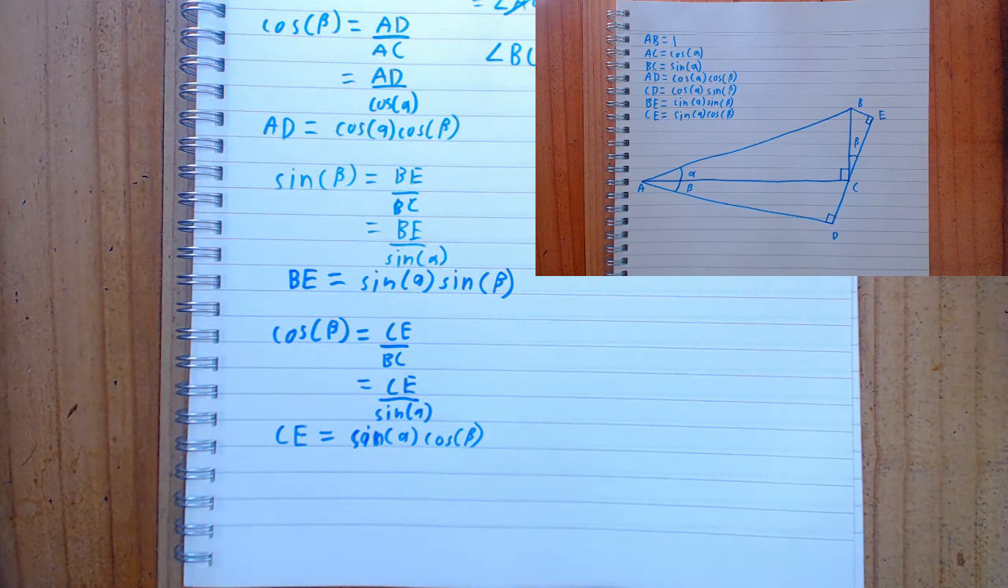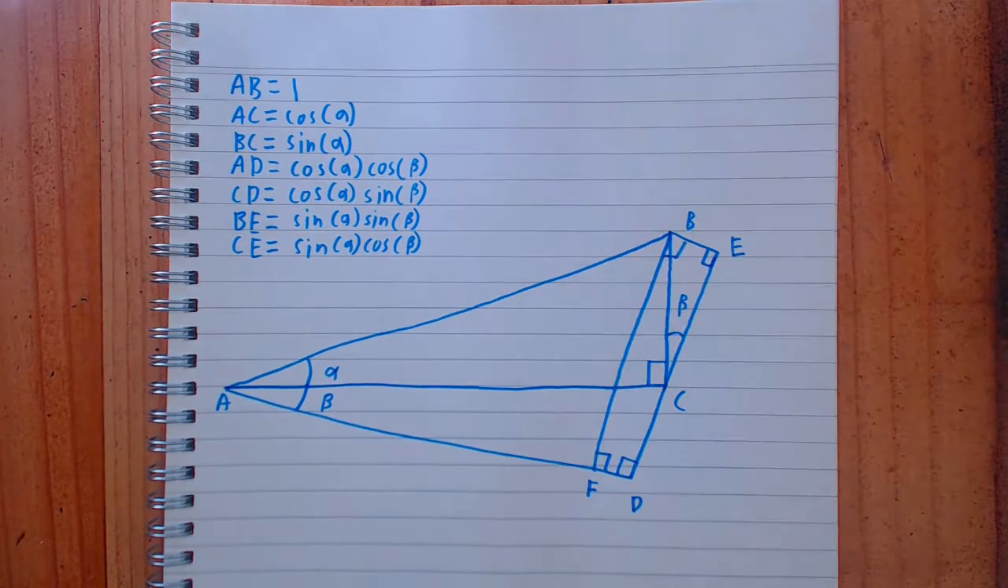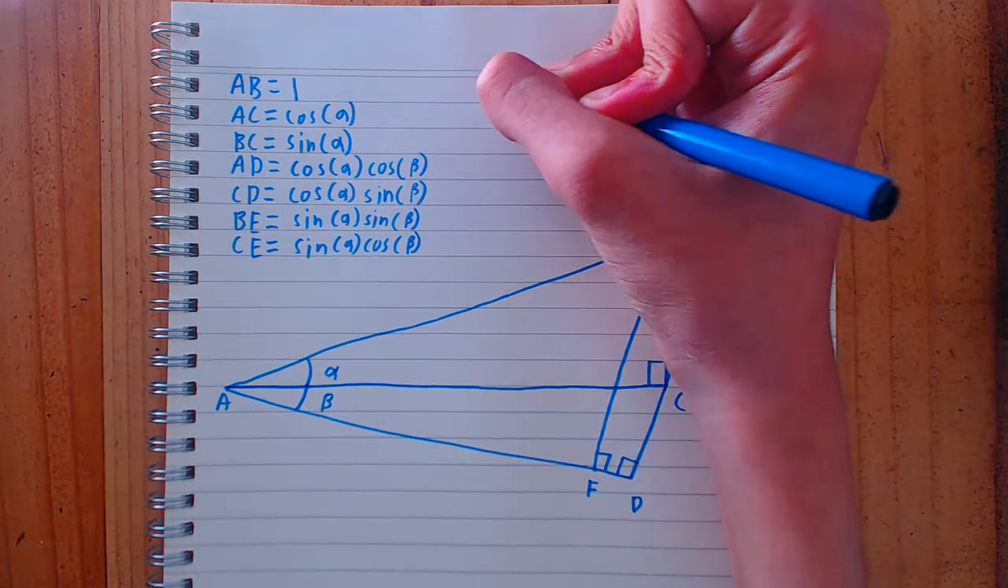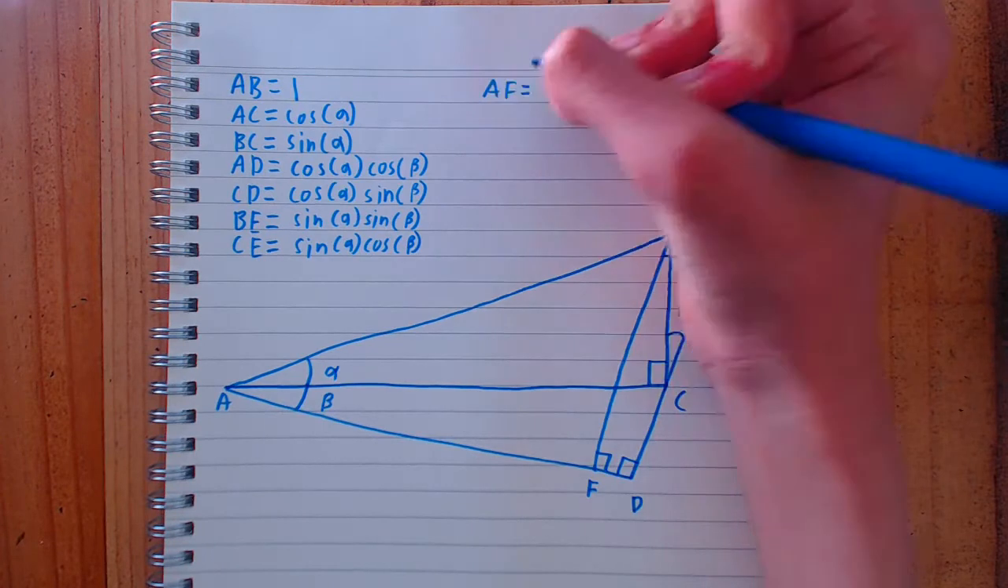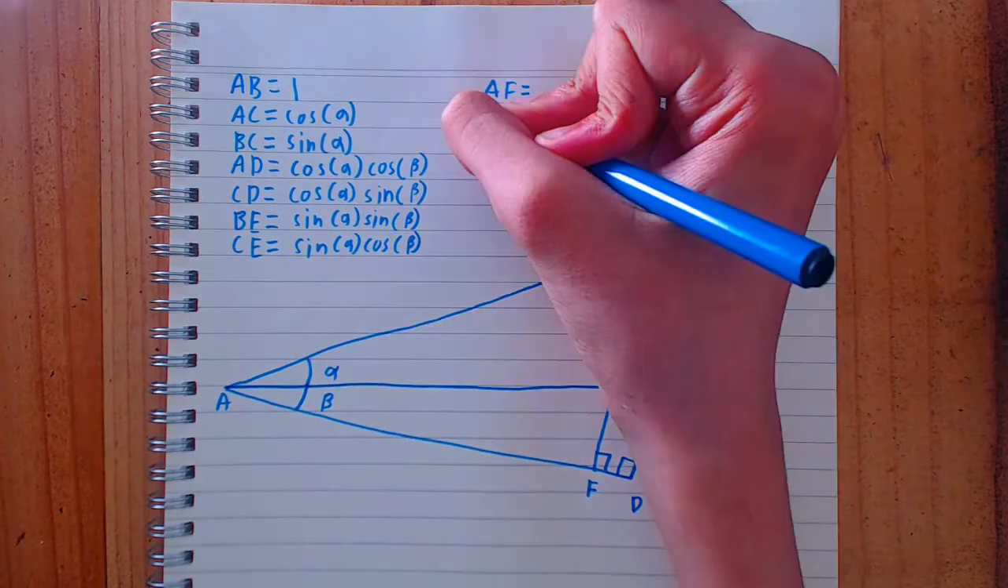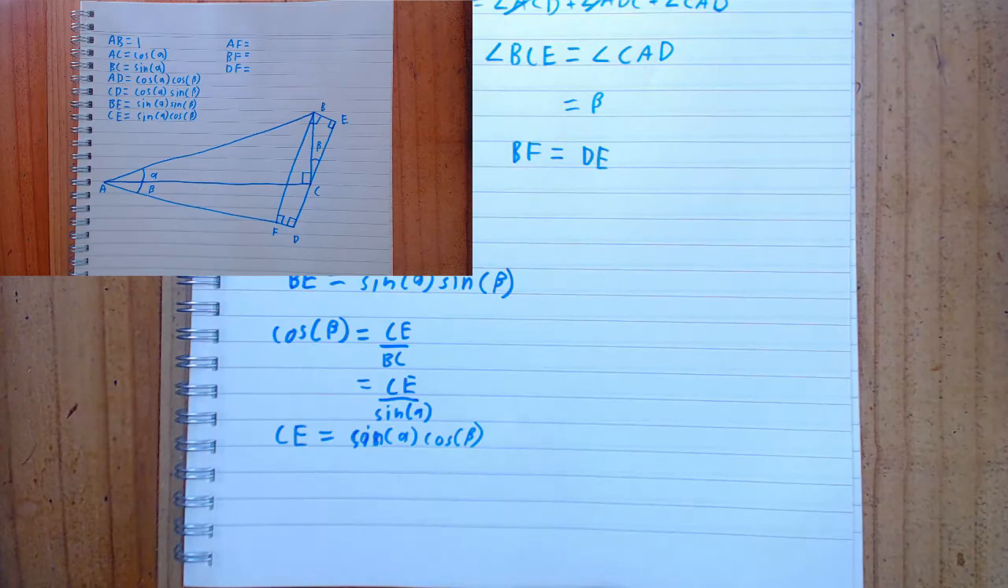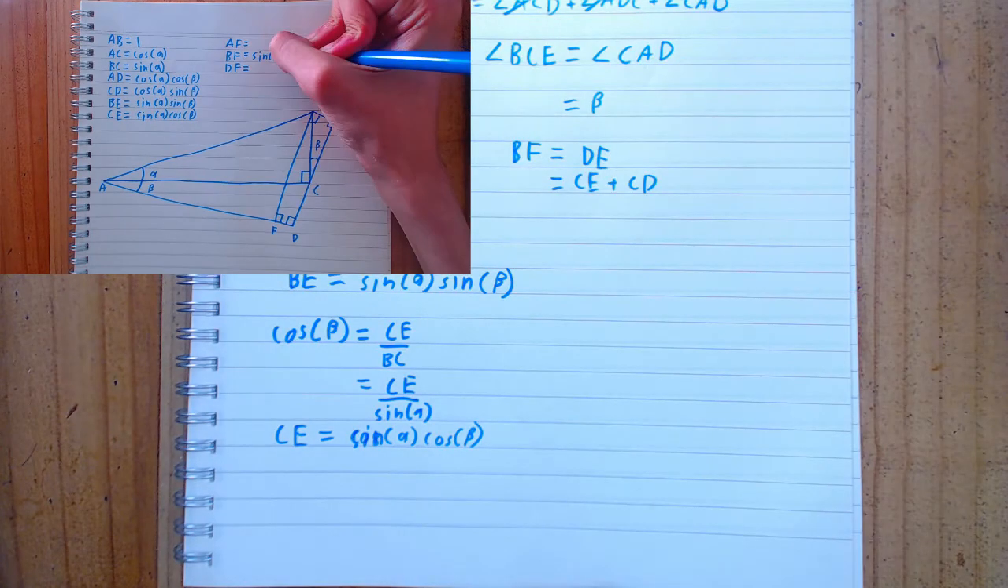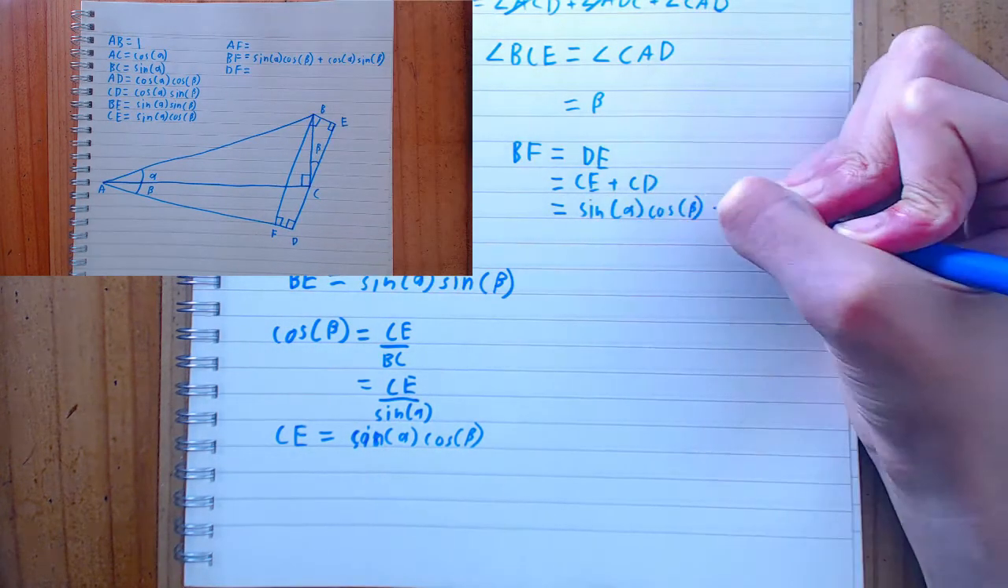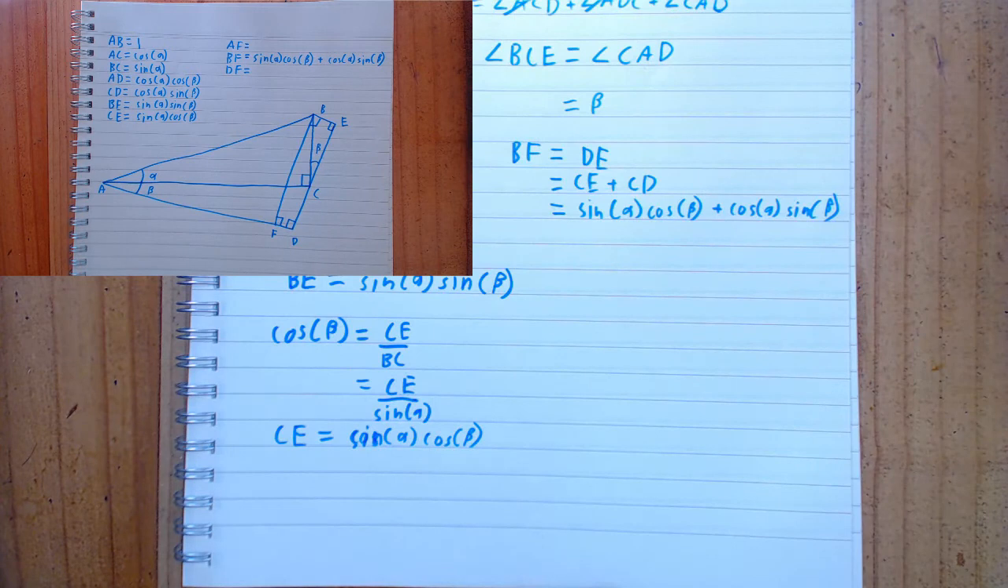You may have noticed BE and AD are parallel, as DE intersects both of them at right angles. This means that there exists a point F on line AD, such that BFDE is a rectangle. The distance BF is the same as the distance ED, which is the sum of the distances CE and CD. Adding them up, we get sine of alpha cos beta plus cos of alpha sine of beta.